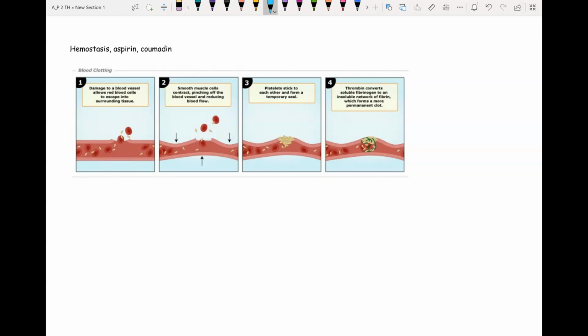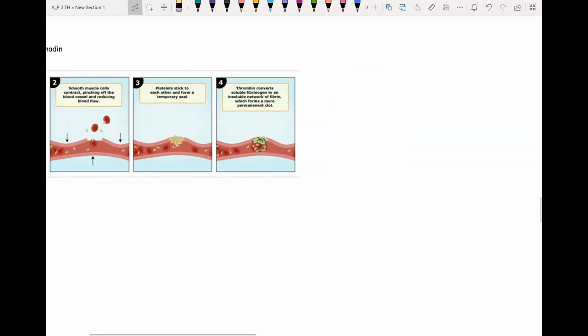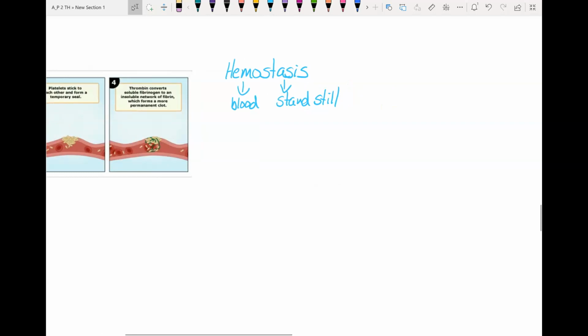We are ready to finish up our chapter now by seeing what happens when you get a cut and how you stop bleeding. So we're going to talk about hemostasis. Heme refers to blood, and stasis means stand still. So this just means that you stop bleeding.